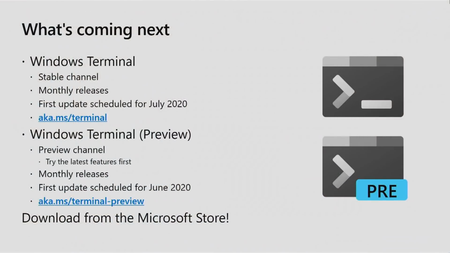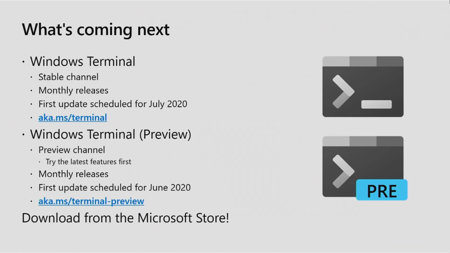So what's coming next for Windows Terminal? Well, right now we do have two different release channels that you can join. The first is the Windows Terminal stable channel. This is for everyone who wanted to use Windows Terminal, but they needed something that wasn't in preview. This is the build for you. This will have monthly releases, and the first scheduled update is for July 2020. So we will have updates coming very soon. And you can get this build from aka.ms/terminal.